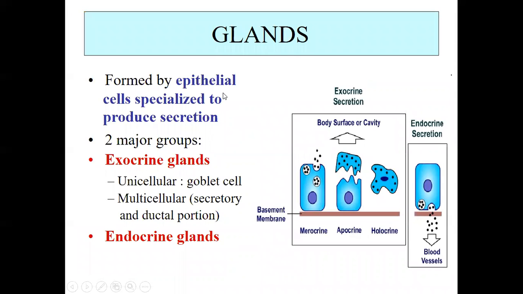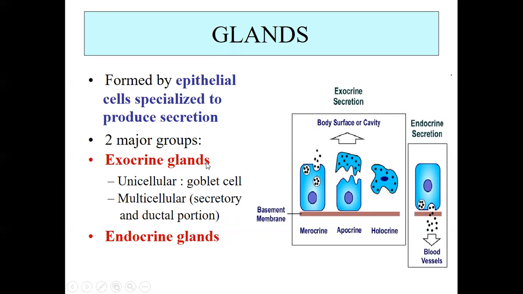Now we're going to proceed with the gland. The gland is formed by epithelial cells that specialize to produce secretion. So here, the epithelium forms the gland, and this epithelium is specialized to produce secretion. There are two major groups of gland that we have: the exocrine gland and the endocrine gland.